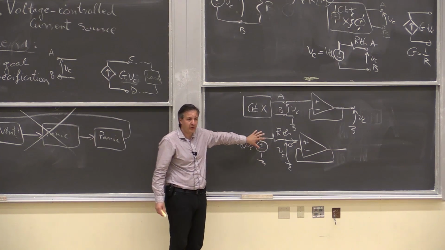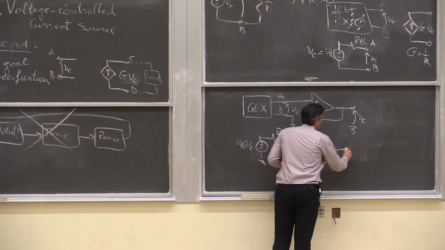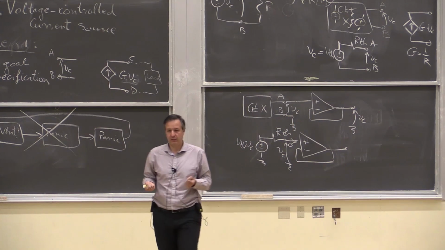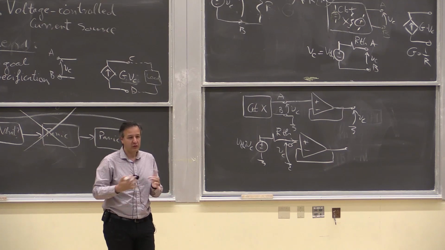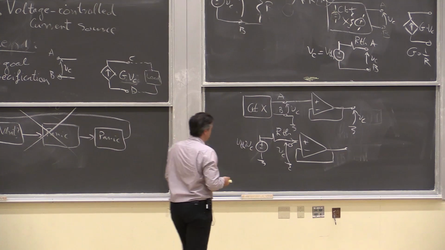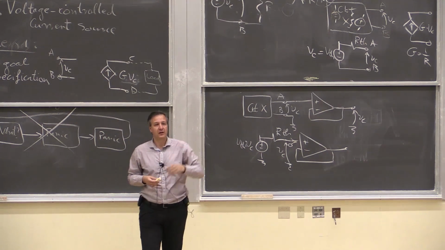Does that make sense for everyone? Okay. So now we got ourselves a good control voltage. It can take anything, right? Now we need to make current out of it. Okay? So what do we do? Yes?